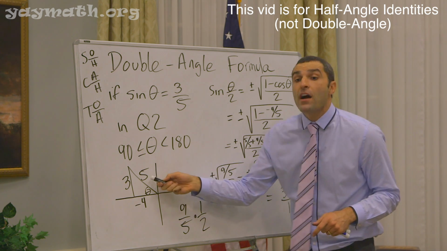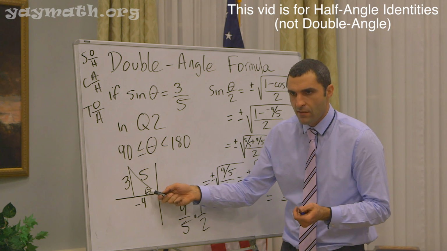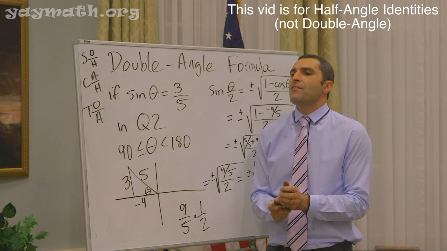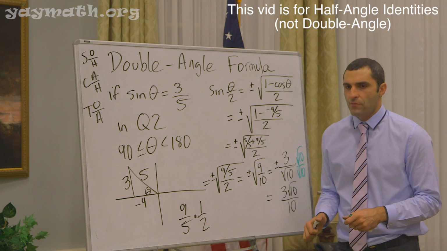Half the angle. Let's say it was 100 degrees. Half of that is 50, so you would be in quadrant 1. Even if it was really big, like 170, it's still in quadrant 1.